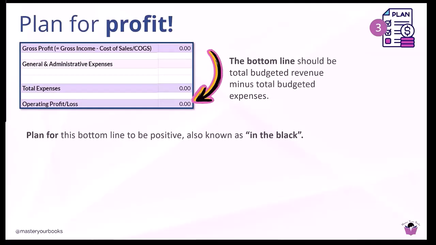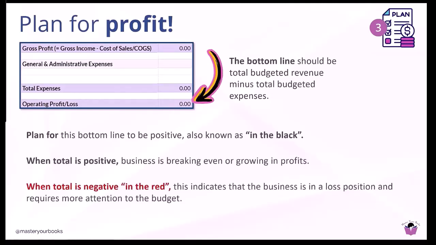Now, of course, like I said, you could have a loss, especially if you're in the startup mode. But ultimately, your bottom line should be the total budgeted revenue minus the total budget expenses. And we are planning for this bottom line to be positive, which means we are planning to be in the black. So that is a well-known statement. Hey, are you in the black? That means that it's a positive number on the bottom of your profit and loss. Okay, you're planning for the bottom line to be positive.